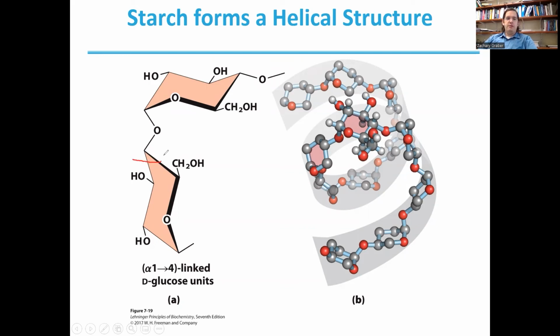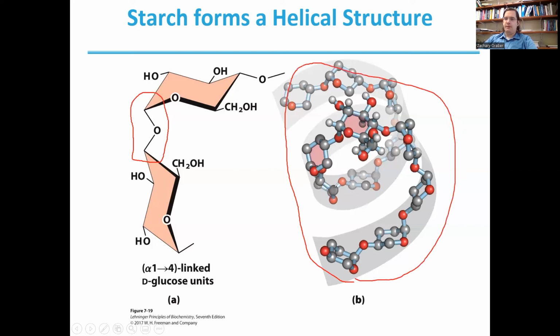So just by changing our linkage here to our alpha form, we tend to form a more compact structure for our starch. You'll notice we have a fairly sharp angle here between our two sugars, and we can then take these sugars and form them into a helical structure. So we get a helix kind of similar to the alpha helix that we see in proteins, although in this case our helix is much wider compared to that alpha helix.